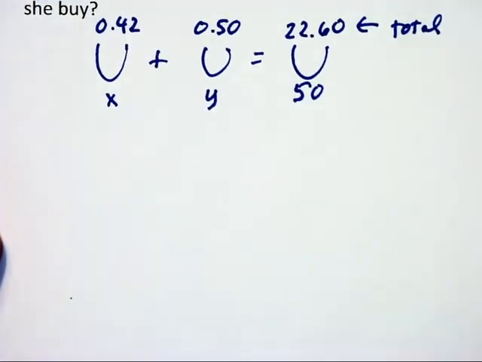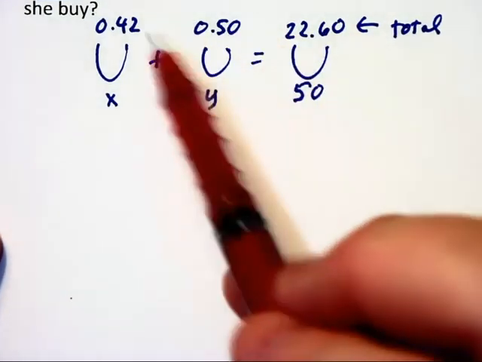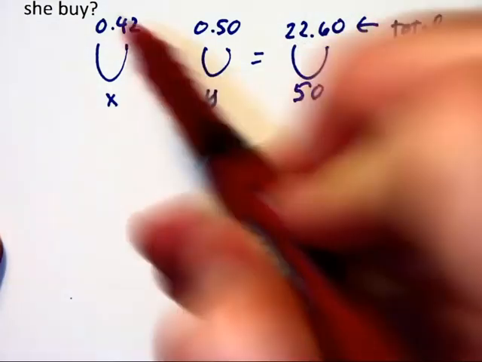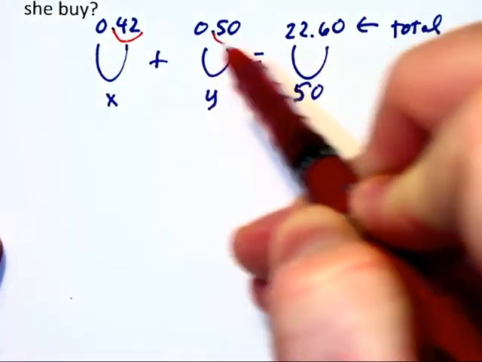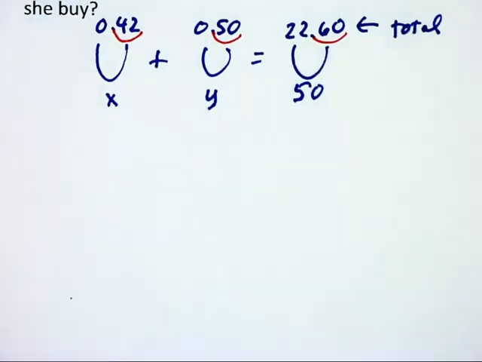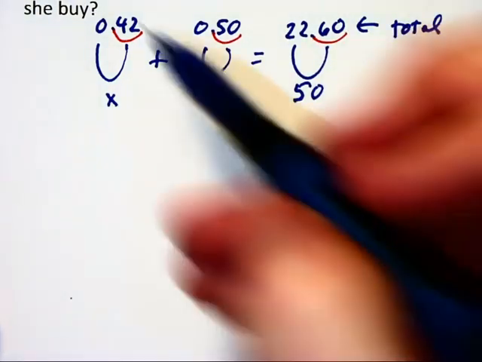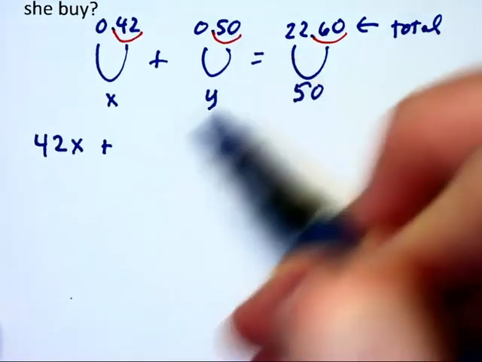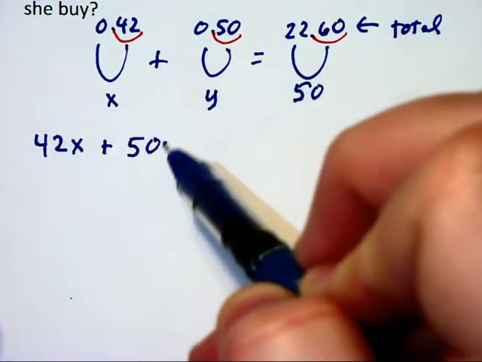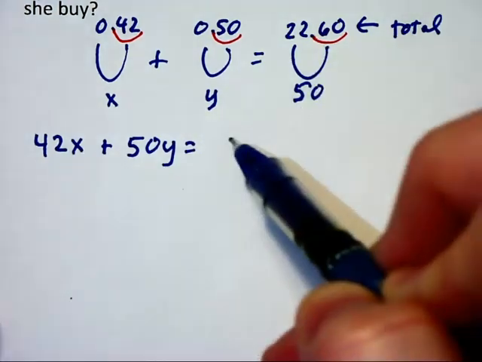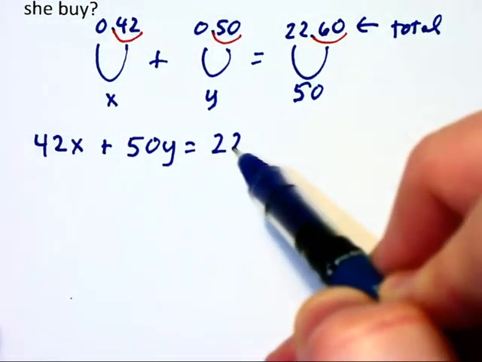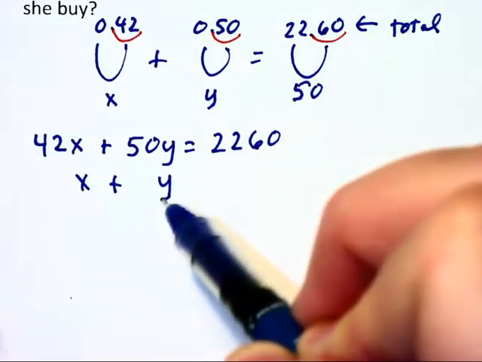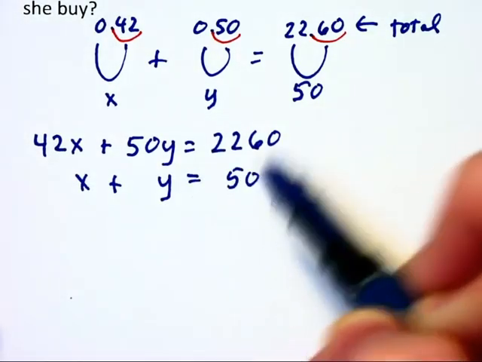Okay, with that word total, I know that I'm going to go top times bottom plus top times bottom equals top, but I also want to multiply through by 100 and move all these decimals to the right. So my first equation, top times bottom, is 42x. Second, 50 times y. And third will be just the 2260. My second equation is just plain old x plus y equals 50.